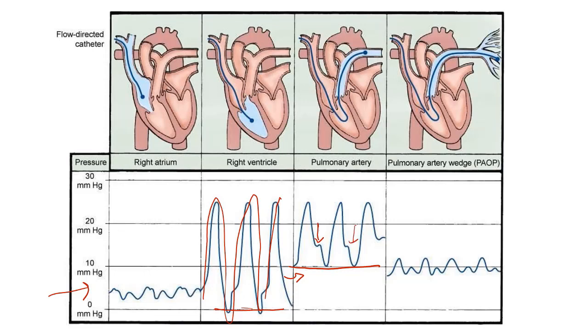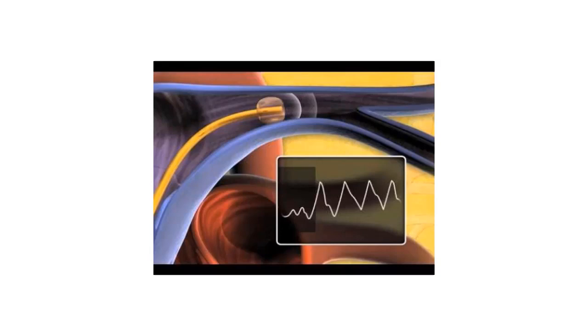And then finally, once you've wedged that balloon, you're again going to see a tracing that looks very similar to CVP. It'll usually be about the level of where the diastolic pressure was in the PA. And this is just an animation of what we just saw. I hope it plays.